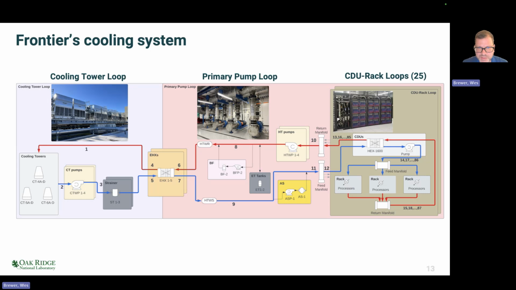Frontier's cooling system is composed of 3 main cooling loops: a cooling tower loop, a primary pump loop, and 25 of these CDU rack loops. The CDU is the cooling distribution unit, and it provides cooling to 3 racks or 384 nodes. These 3 loops are each connected via heat exchangers, up to 5 heat exchangers here.